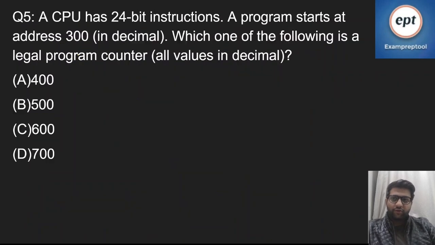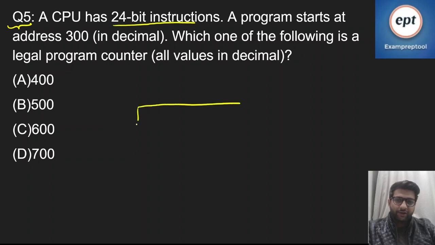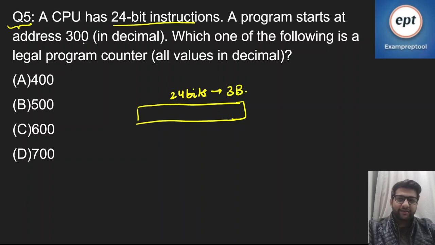Right? So moving on to question number 5. Question number 5 says a CPU has 24-bit instructions. So every instruction is of 24 bits, right? Or we can say 3 bytes. Now a program starts at the address 300.